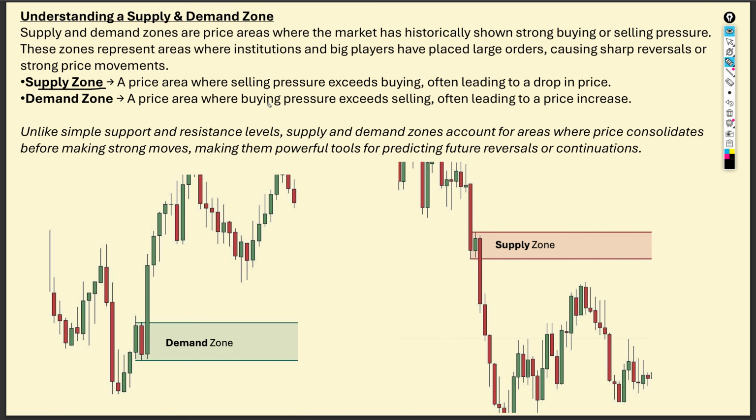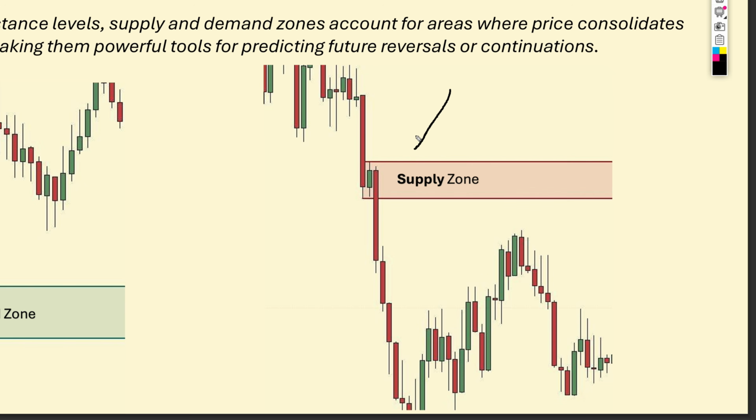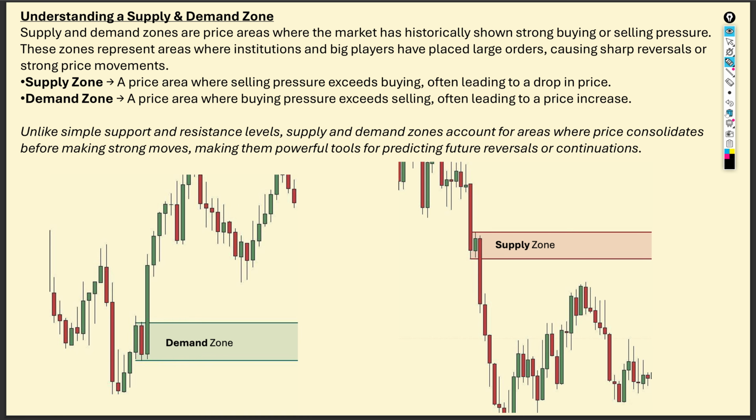A supply zone is an area where selling pressure exceeds buying. Obviously here, yes, there was a little hesitation, which is basically our basing for the zone, and then price dropped, meaning that sellers obviously exhausted the buyers. But who can do that? Again, going back to the core concept of the idea, it is a large institution.